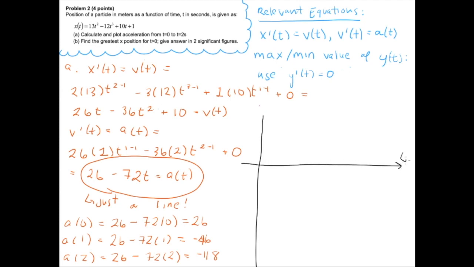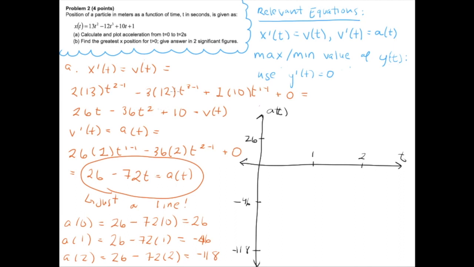All right, so I am creating my t and a of t axes here. And we're just going to plot those 3 points and draw a line through them. So as you can see, I'm marking out where a of t equals minus 118 is, where a of t equals minus 46 is, and where a of t equals 26. And then I'm looking at t positions of 0, 1, and 2.